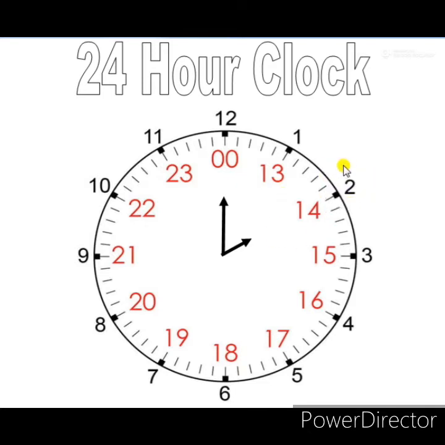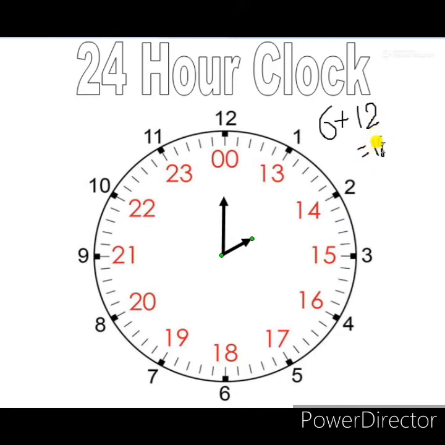Suppose it is 6 o'clock in the afternoon. 6 plus 12 is 18. So in the 24-hour clock the time is 18 hours. This is the 24-hour clock I have shown you. So it is easy to find the time between the 24-hour clock and the 12-hour clock.